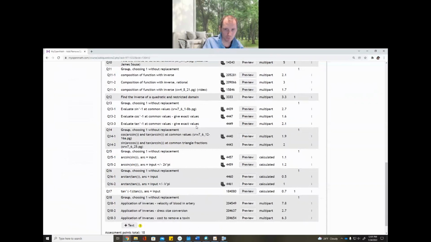I want to make sure we have time for exponentials and logs. So if nobody has a question on inverses, I'm just going to skip straight to 1.5 because I think that's the more challenging section.